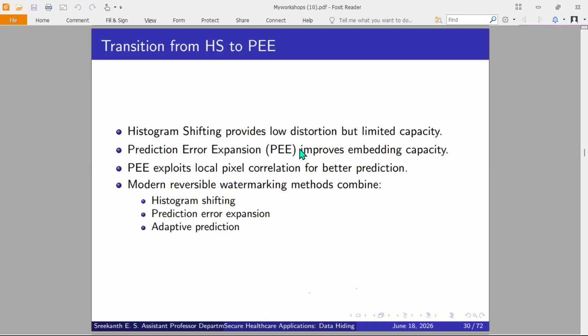So, transition from histogram shifting to another technology, prediction error expansion. Prediction error expansion is currently very important, because we have different techniques for predictions. So that is why prediction error expansion is currently very important. So we will see what is happening in prediction error expansion.